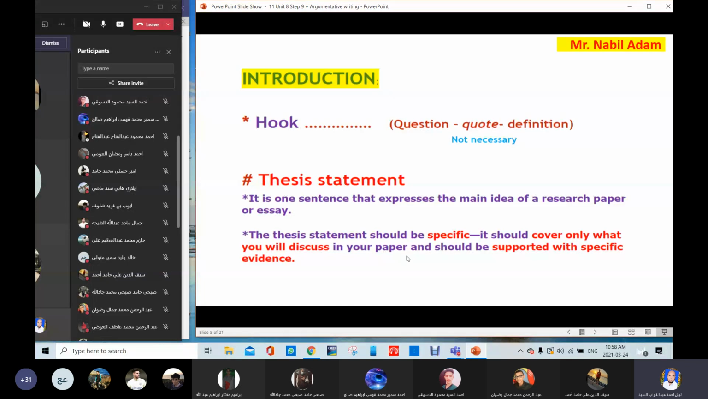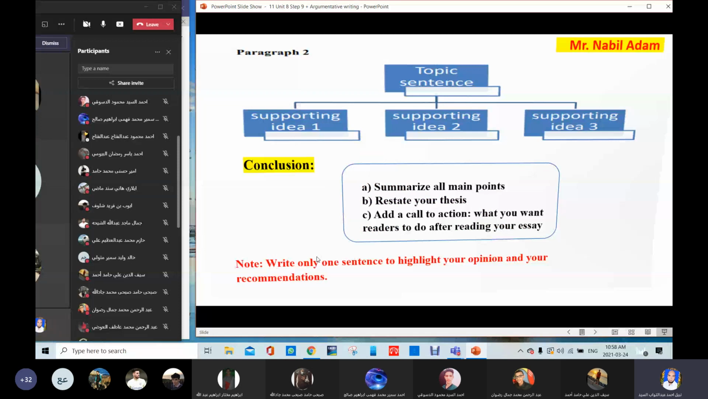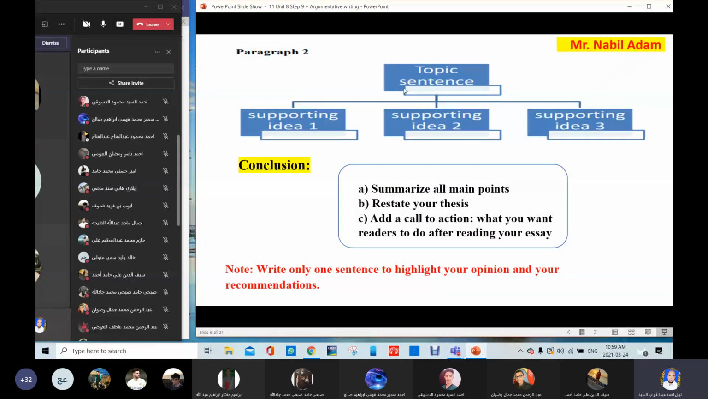The second paragraph is the same. You should mention a topic sentence and then supporting ideas 1, 2, 3. You don't have to write or draw a map like this. You can write just a topic sentence and then supporting details in bullets or in points. You should write phrases, not full sentences. Don't write full sentences in the outline.